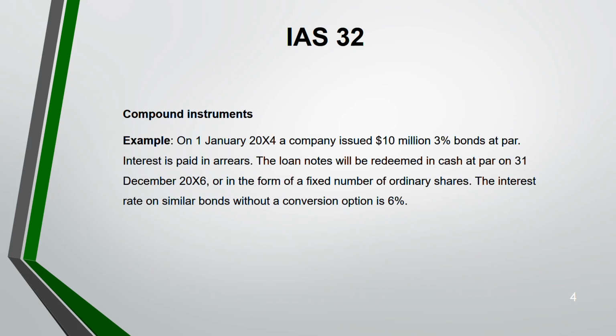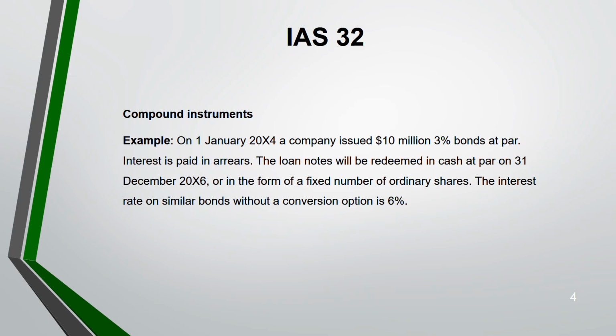And let's go through an example. So on 1st Jan, a company issued 10 million 3% bonds. Interest is paid in arrears. So the loan notes will be redeemed in cash on 31st December 2006, that means after 3 years, or in the form of a fixed number of ordinary shares.